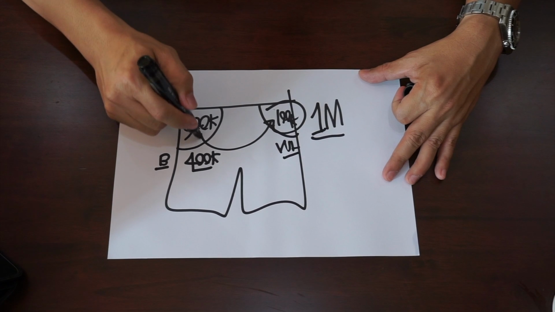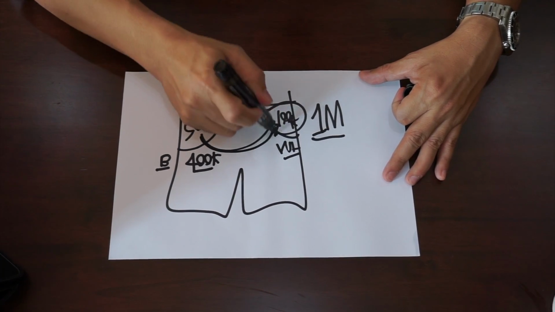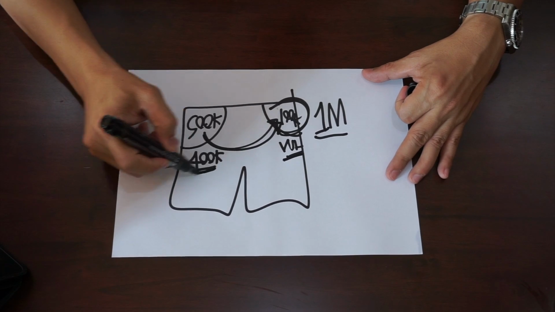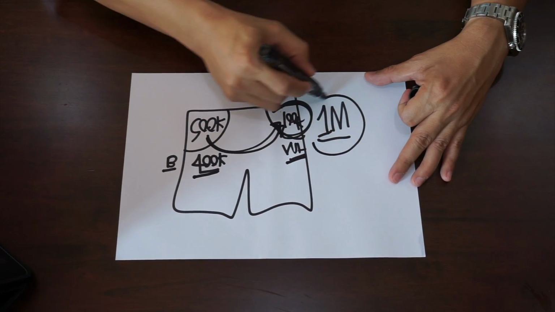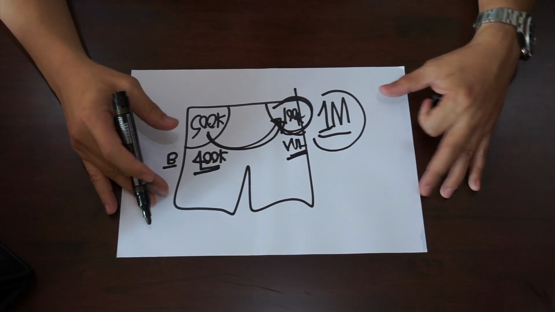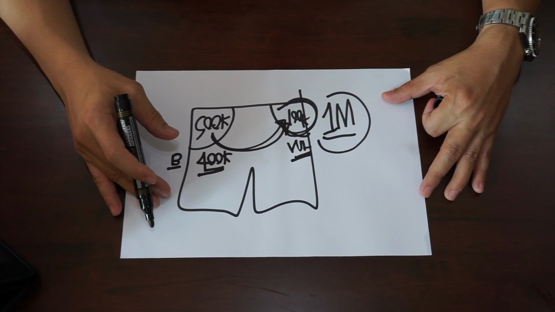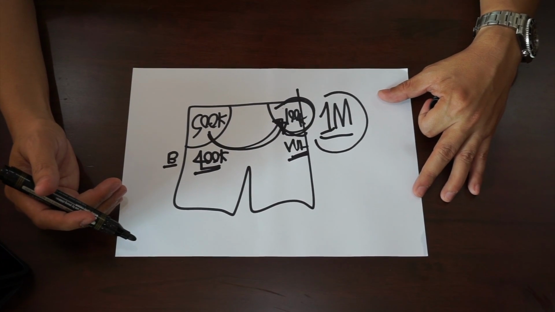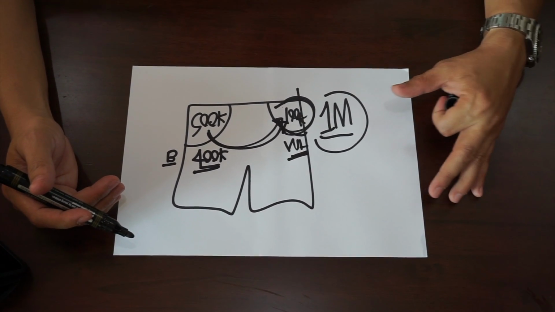Or, mag-a-allot ka ng 100,000 dito to open for your VUL. Ang maganda dyan, meron ka pang 400,000 dito, meron ka pang valued 1 million. Okay? Which do you think is more valuable? Maganda yung idea na yan, ha? Sige. So, sino magiging beneficiary mo dito, sir? Yung aking mga pamilya. Yan, awesome.